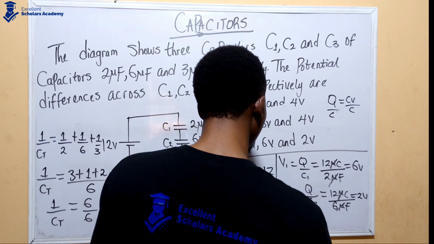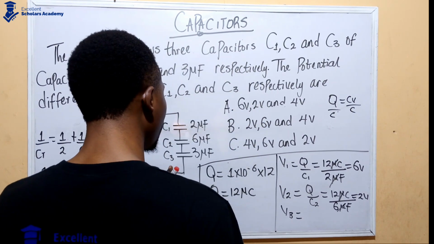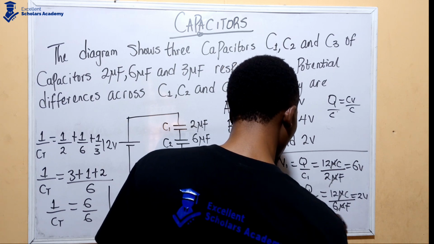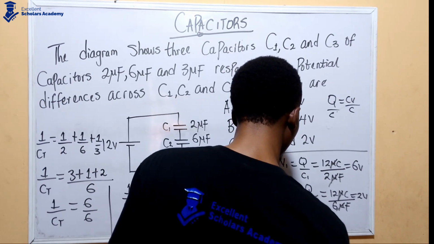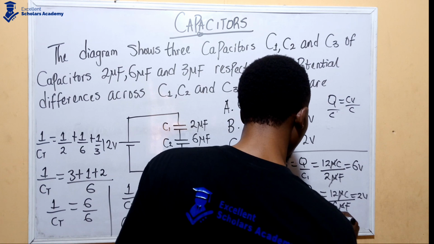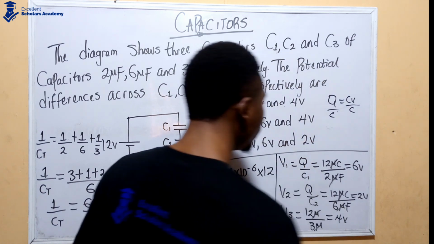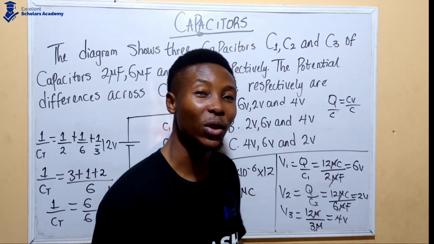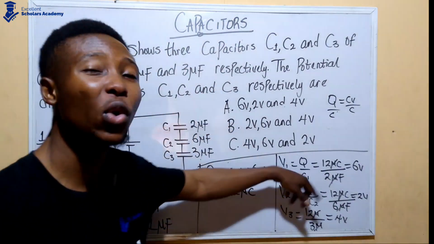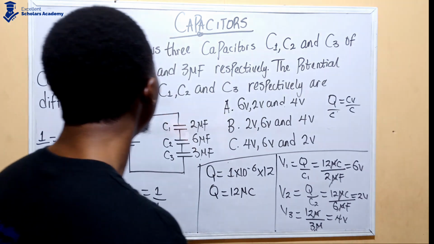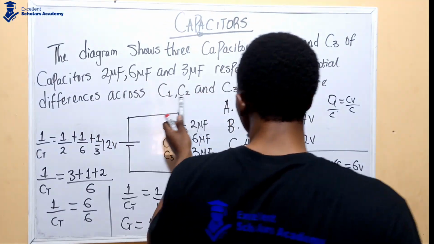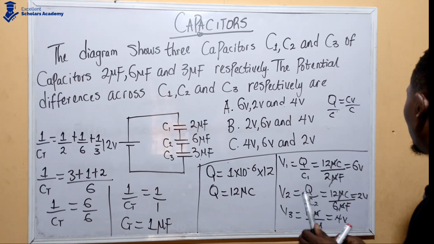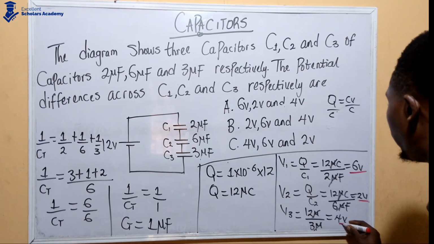Now let's get V3, the voltage across the third capacitor, C3. This is going to be 12 microcoulombs over 3 microfarad. Micro takes away micro, and 12 divided by 3 gives you 4 volts. Now check very closely. If you add 6 plus 2, that gives you 8. 8 plus 4 gives you 12. 12 volts, meaning that this concept is very correct. So the potential differences across C1, C2 and C3 are respectively 6 volts, 2 volts and 4 volts.